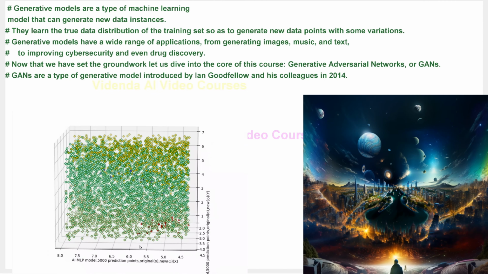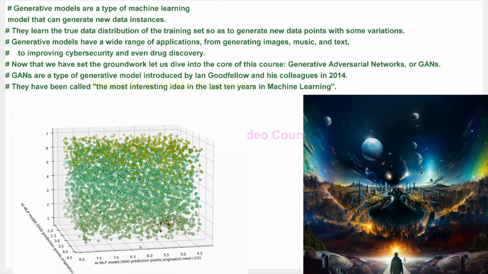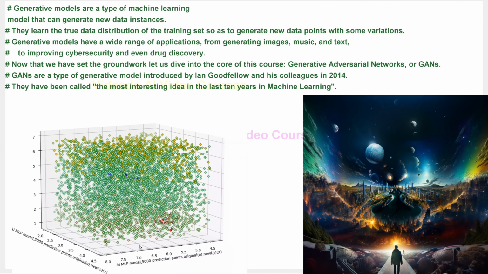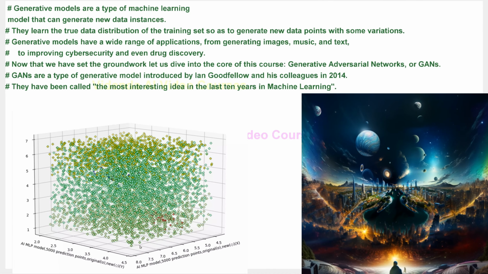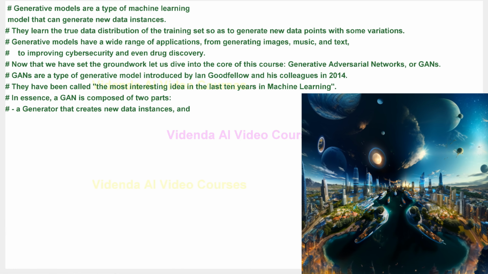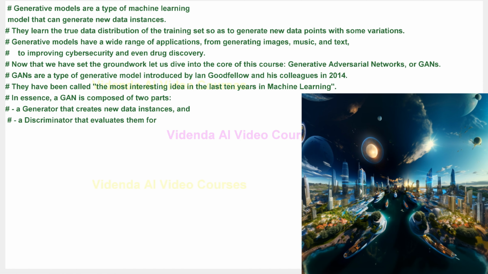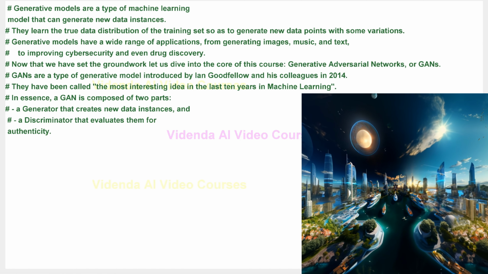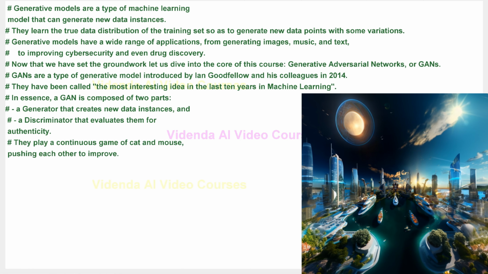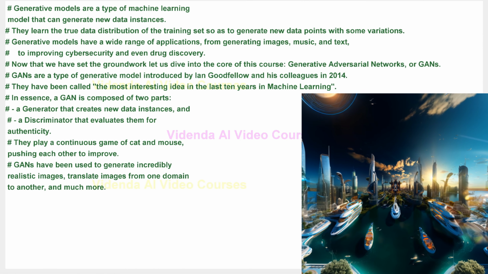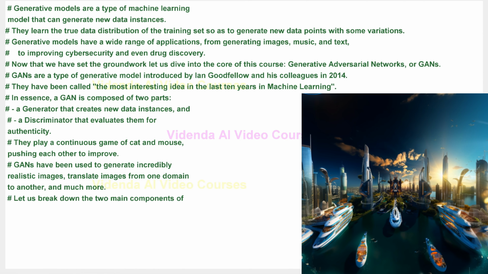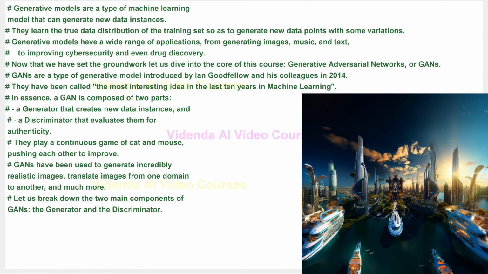Now that we have set the groundwork, let us dive into the core of this course: Generative Adversarial Networks, or GANs. GANs are a type of generative model introduced by Ian Goodfellow and his colleagues in 2014. They have been called the most interesting idea in the last 10 years in machine learning. In essence, a GAN is composed of two parts: a generator that creates new data instances, and a discriminator that evaluates them for authenticity. They play a continuous game of cat and mouse, pushing each other to improve. GANs have been used to generate incredibly realistic images, translate images from one domain to another, and much more.